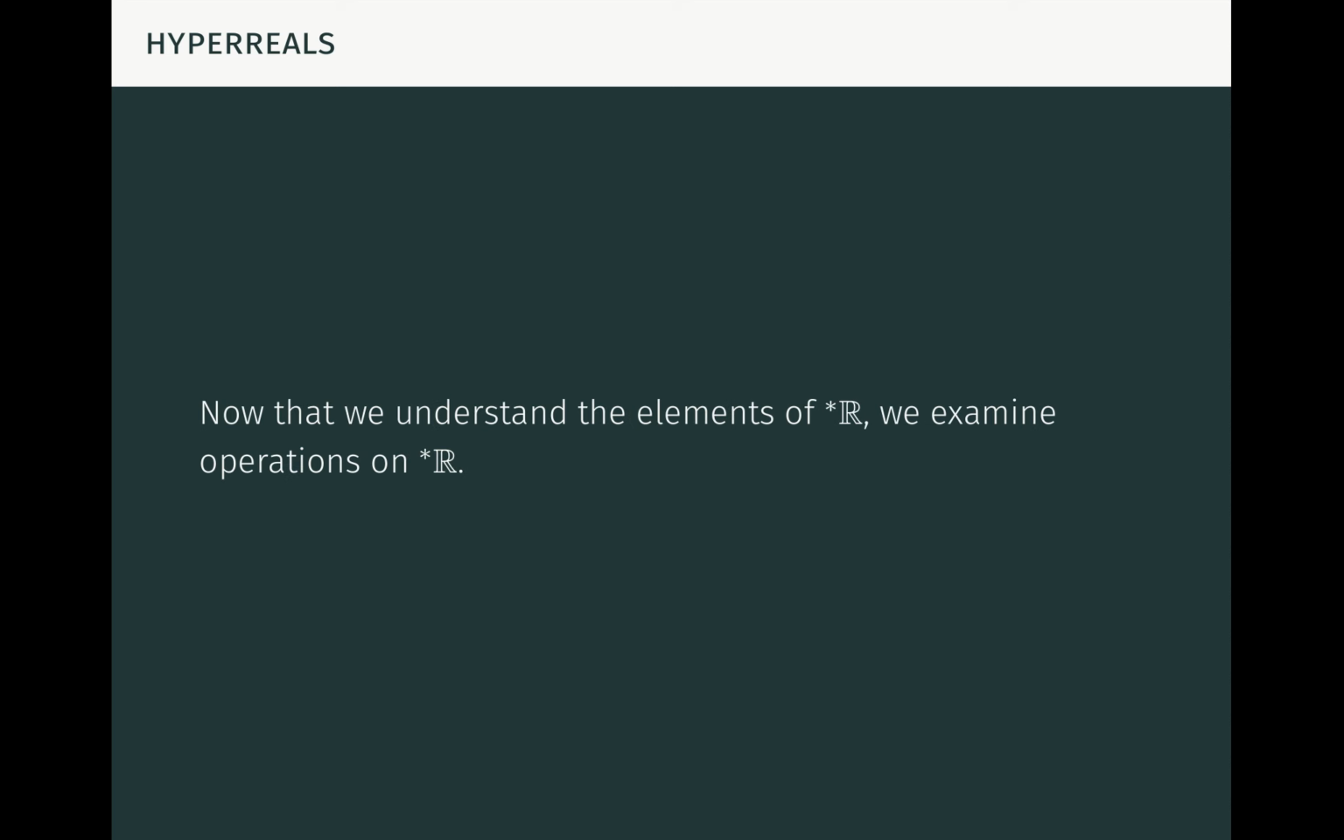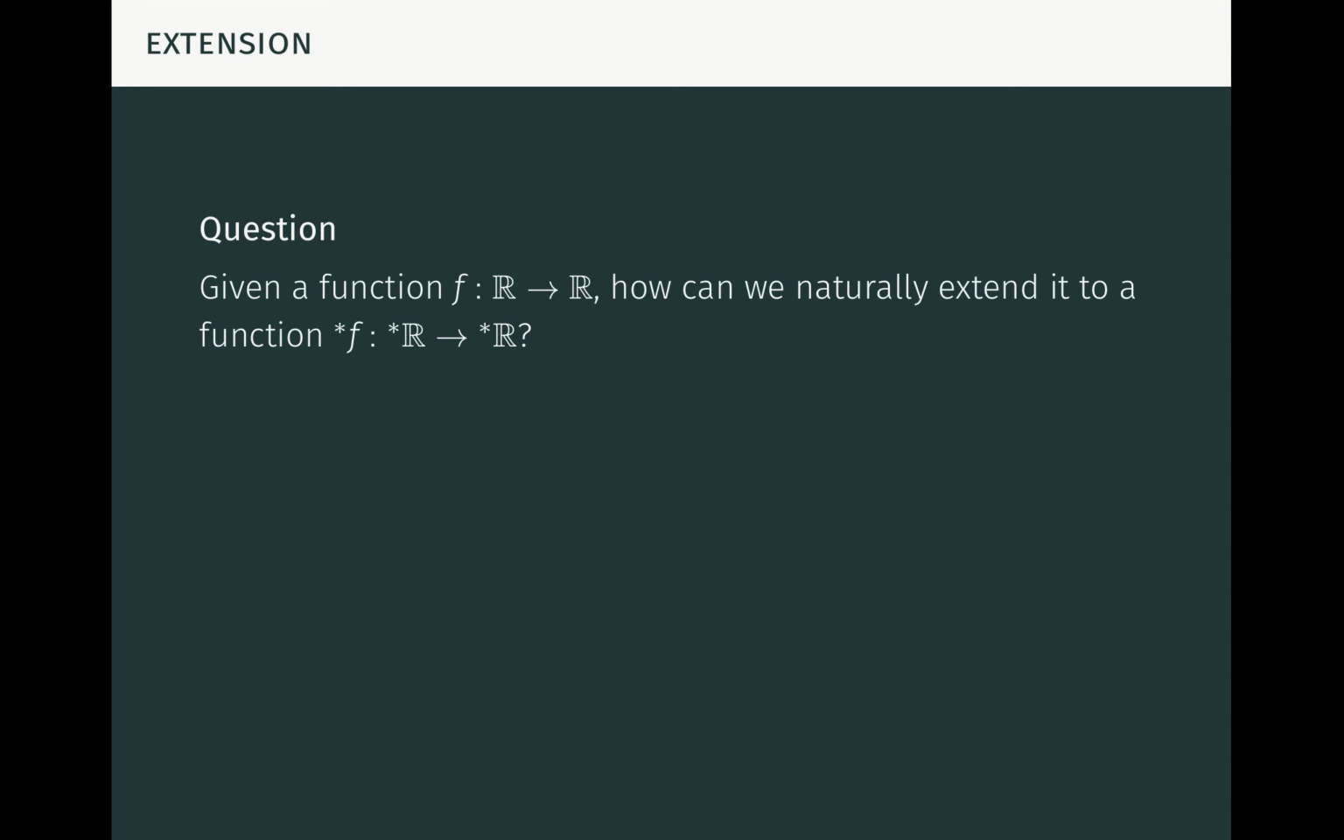Now that we have a better understanding of what the elements of *R look like, we examine operations on *R. So, given a function f on R, how can we naturally extend it to a function *f on *R? The answer is this. For a sequence A in *R, we just apply f to the values of the sequence. So *f at A is just the sequence whose values are f of a_n.